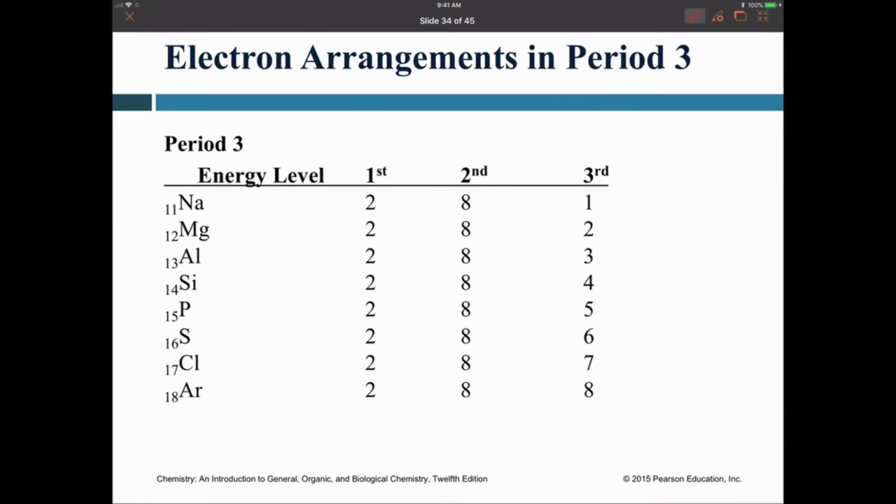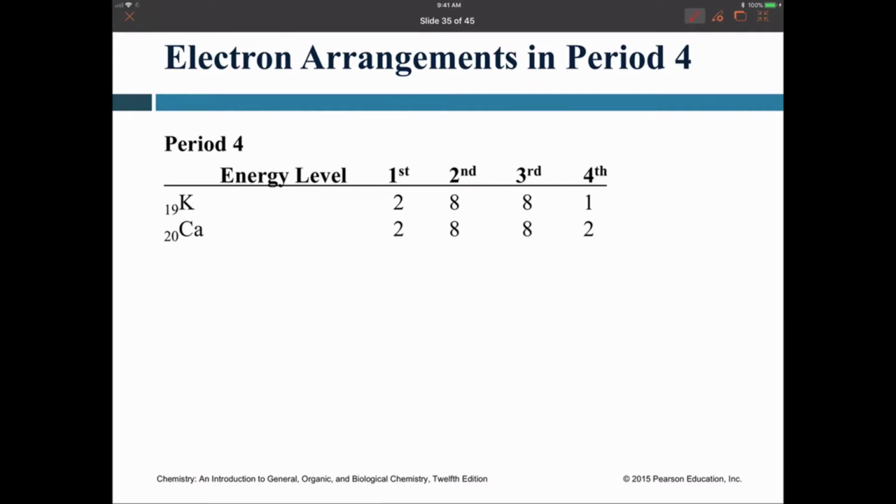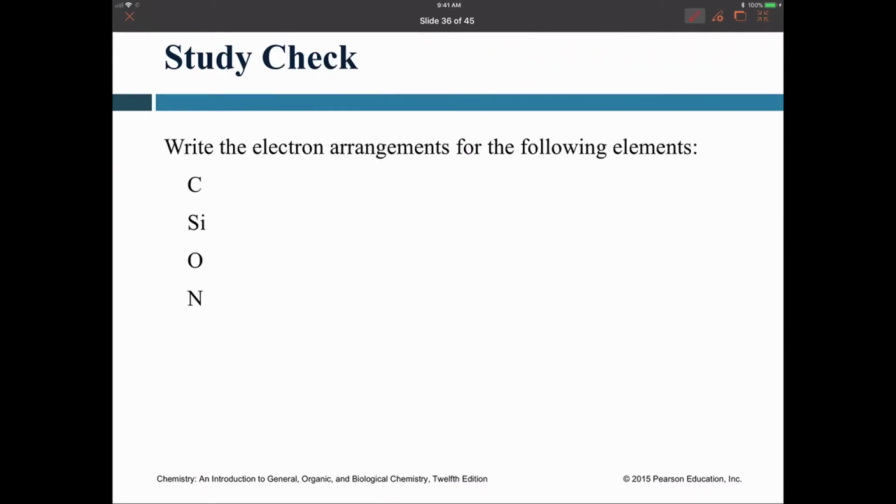And here's another slide with a lot more electron arrangements that you can look at. But what I really want to do is get to a problem. I want you guys to try this on your own. Try determining the electron arrangements for the following atoms. Pause the video, try it out for yourself, and come on back when you're done.